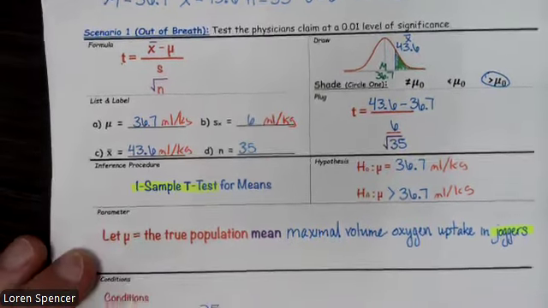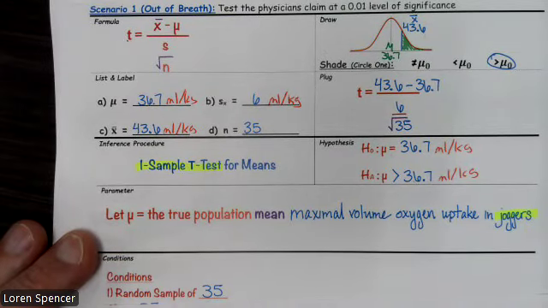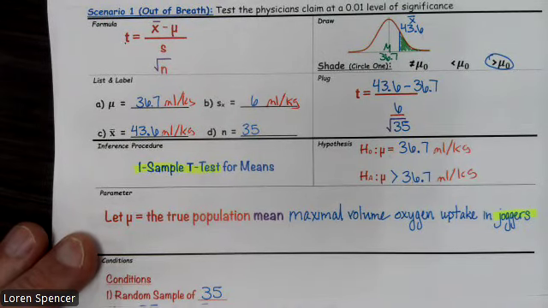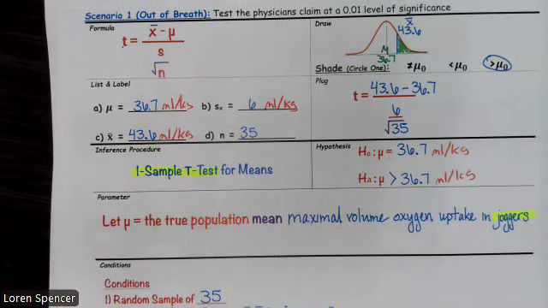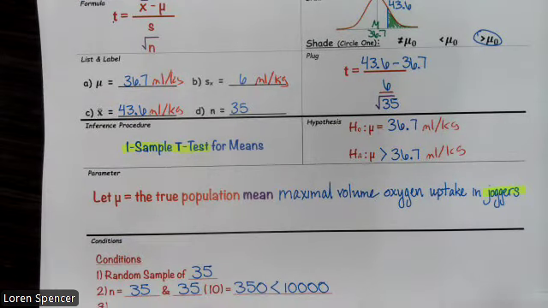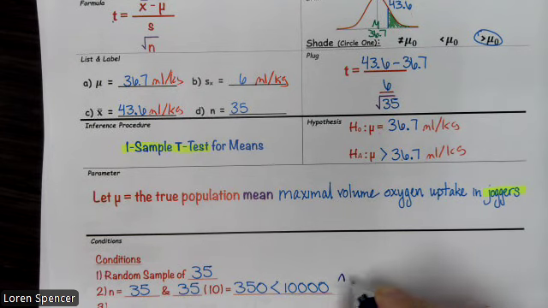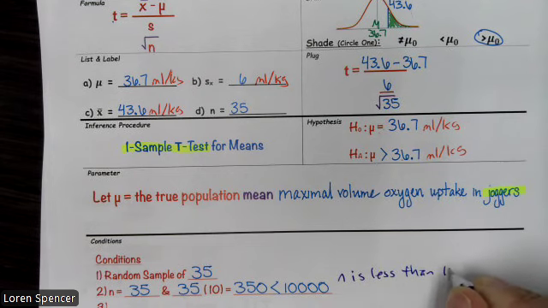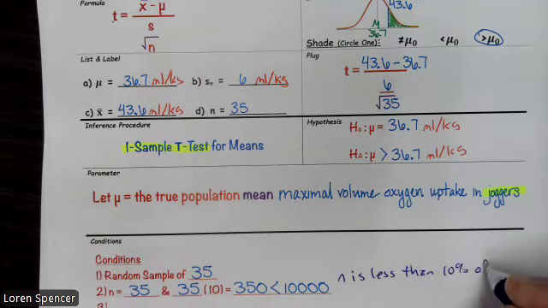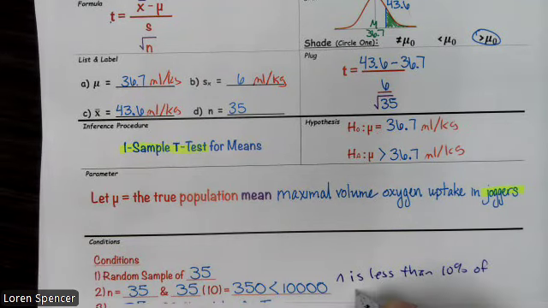Now we need to check to make sure that n is less than 10%. Well, in this case, our sample size is 35, and 35 times 10 is 350. And they told us that there are over 1,000 joggers. Because there are over 1,000 joggers, n is less than 10% of the population. All right, so that's our second condition.